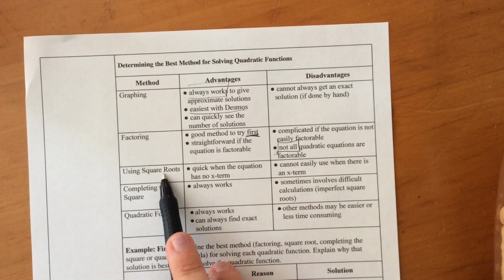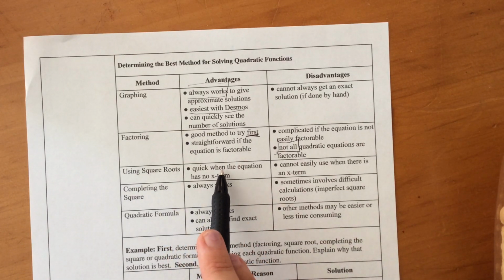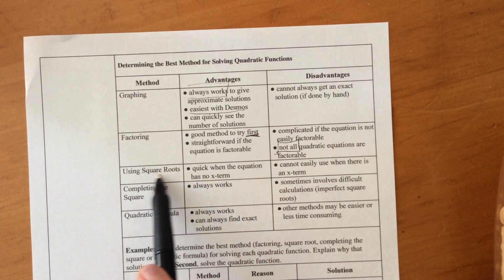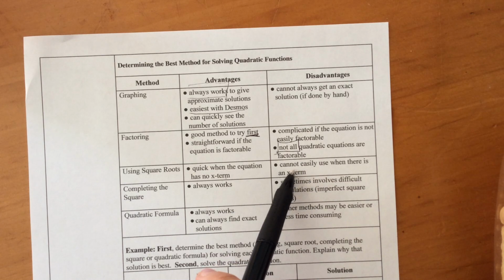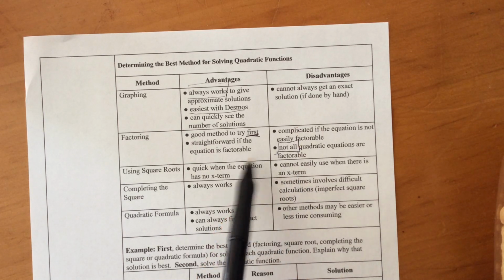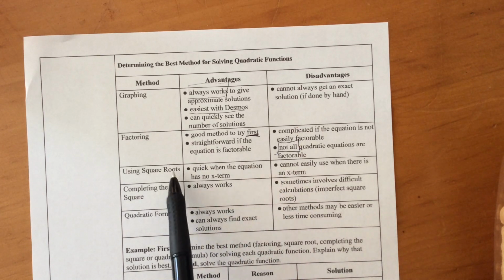Using square roots is quick when the equation has no x term, no b term at all. So you can always use the square root when there's no b term, no x term. Cannot easily use when there is an x term. That's the disadvantage. So it all comes down to that b term. So using square root comes down to your b term.